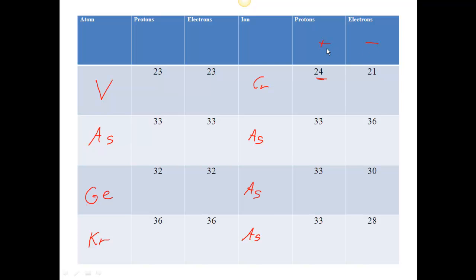And we have 3 more positives than we have negatives, so this is going to be a 3 plus charge. Here we have more negatives, so this is a 3 minus charge because our difference there is 3. But here we have more positives, so arsenic can take on a 3 minus charge or a 3 plus charge. In fact, if I look here, it's taking on 5 addition. It's lost 5 electrons, so this is going to be a 5 plus charge. Okay.